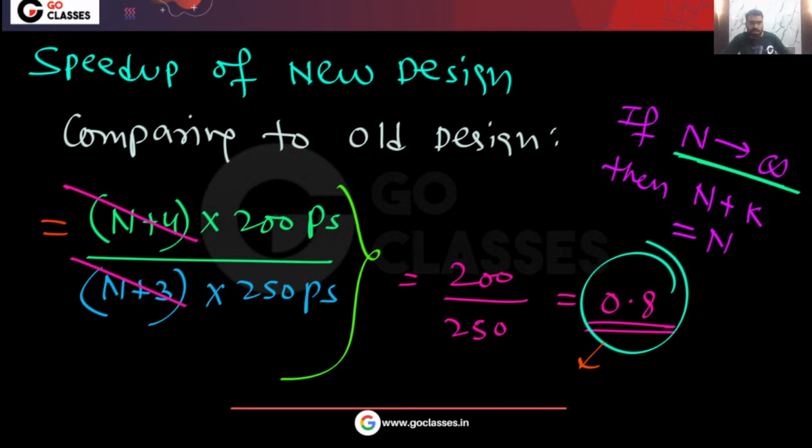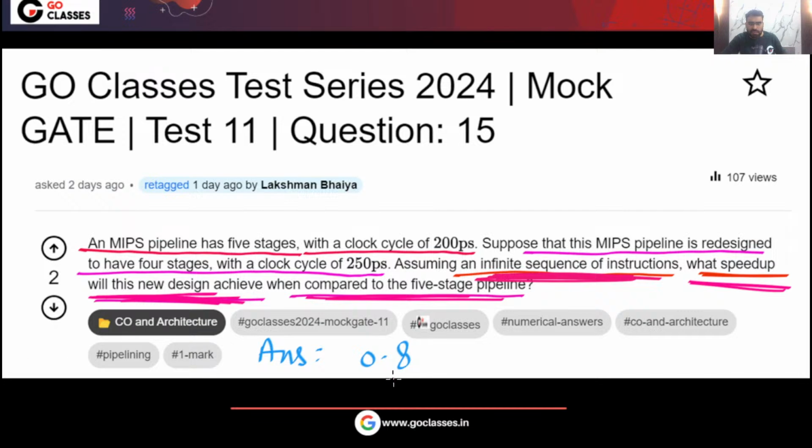That simply means new design is slow, because your speed up is less than 1. Yes or no? So that simply means that new design is actually slow. The old design was actually better. The old design was faster, and the new design is slower. So that is the reason speed up is less than 1. When the speed up is less than 1, that simply means new design is slow and the old design is fast. So I hope you understood this.